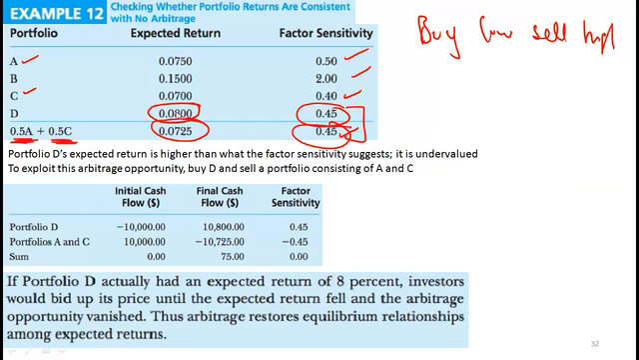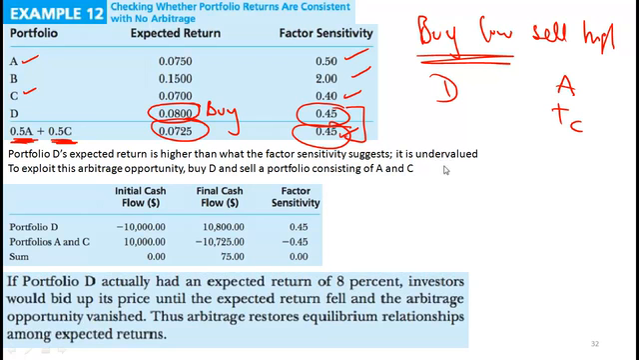Now, 0.08, is this high or low? Is this overpriced or underpriced? Remember, high return means it's underpriced. So in the market, since it's underpriced, what will you do with D? You will buy D because it is underpriced. So that's the buy low, that's the D in the market. And what will you sell or short? You will sell A and C.